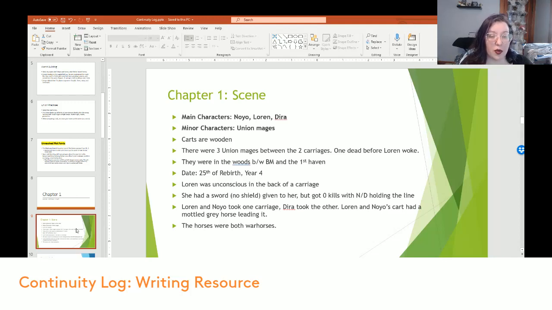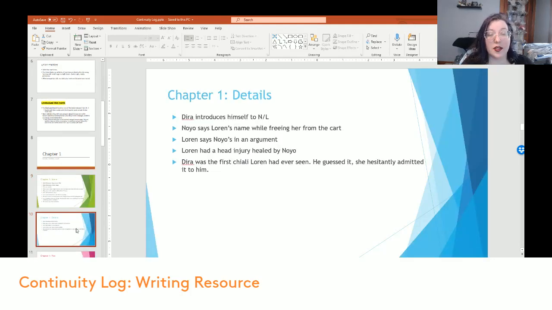So, there were 3 Union mages between 2 characters. One died before Lauren woke. These are all things: what happened when, numbers, descriptions. It's just the physical scene and the time of year and day it is, what year it is, just the observations. If I were to make a historical summary of what happened, this is all the information that I would want, essentially.